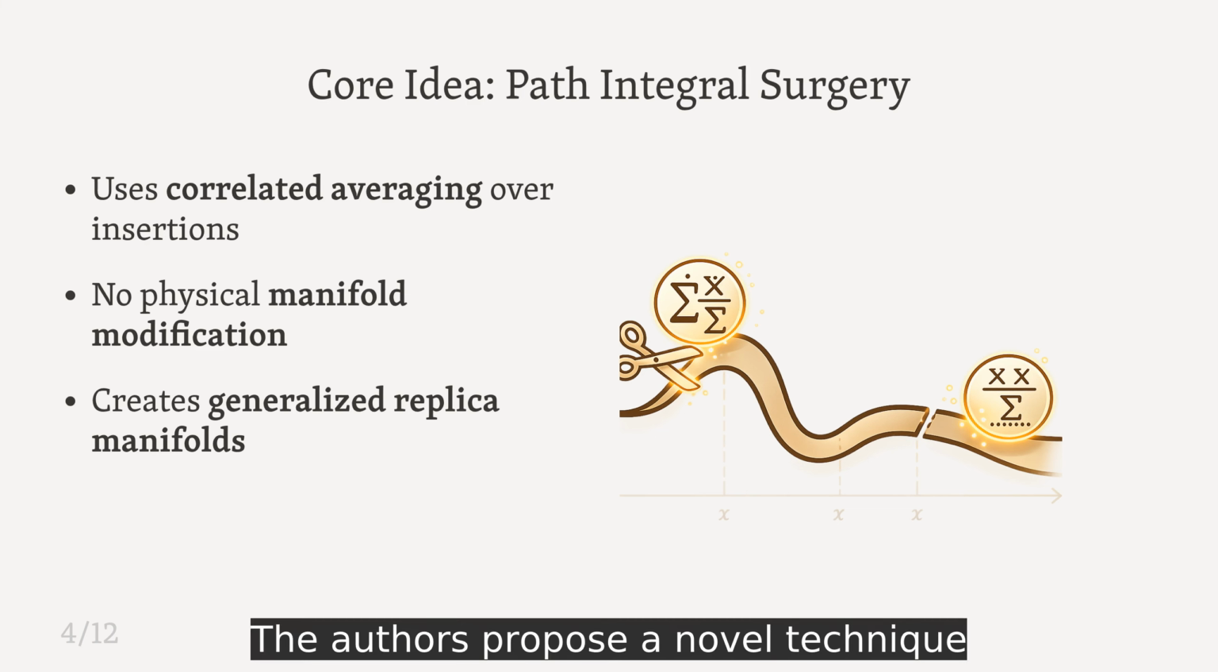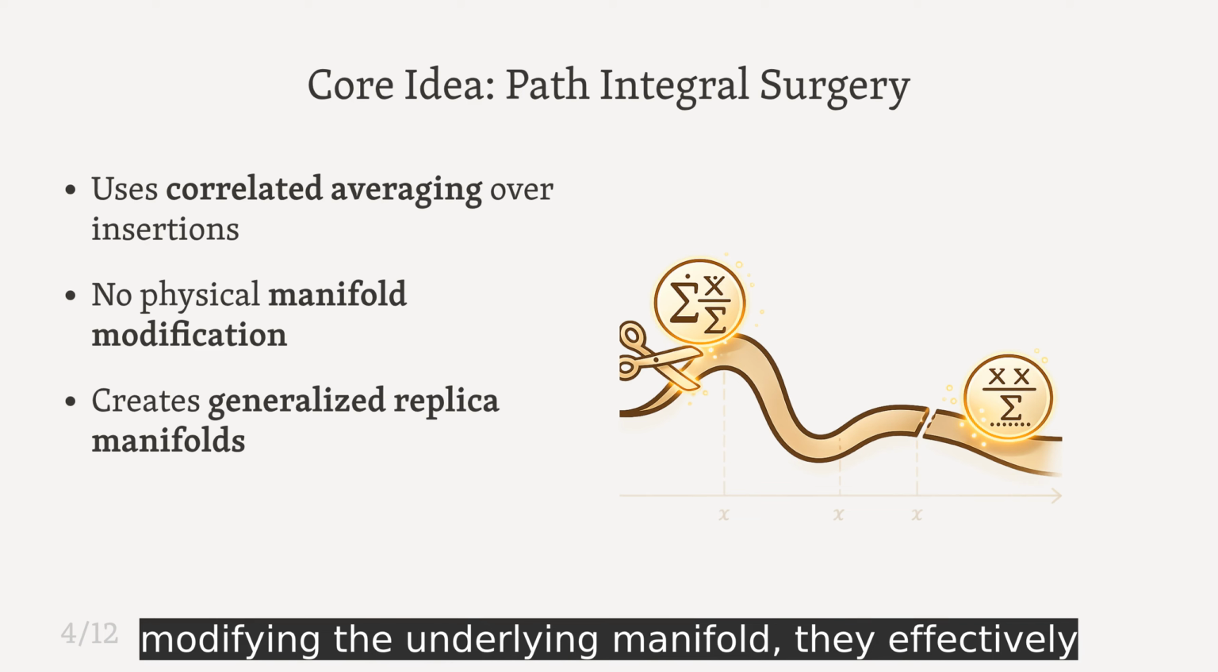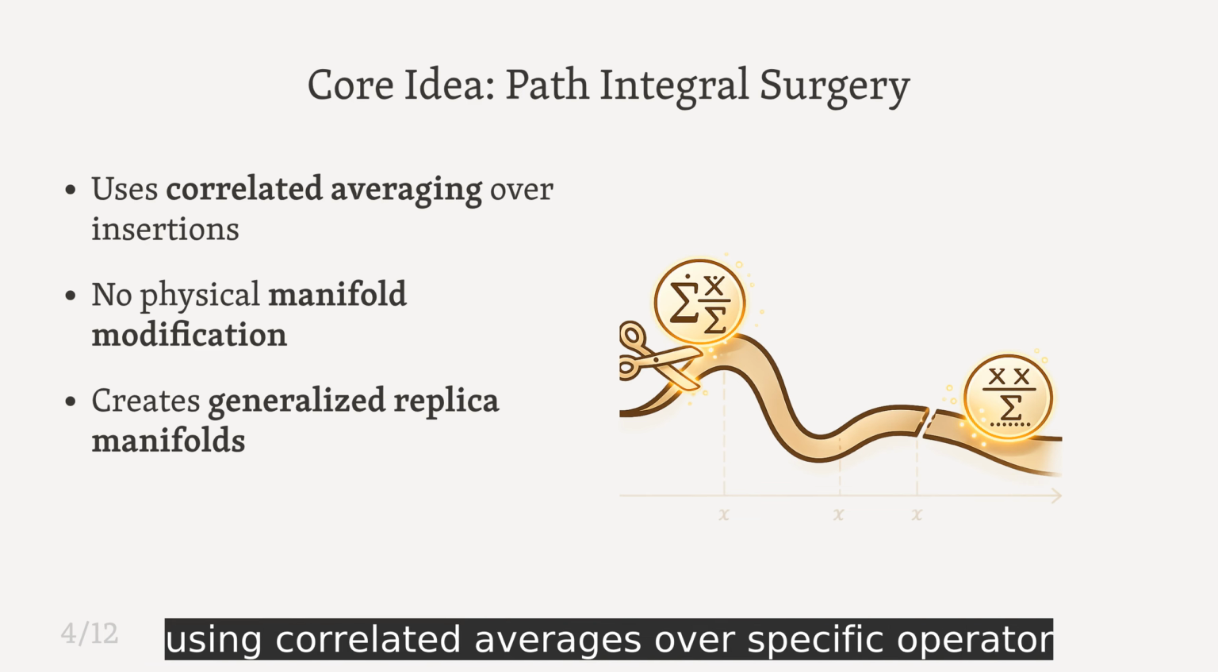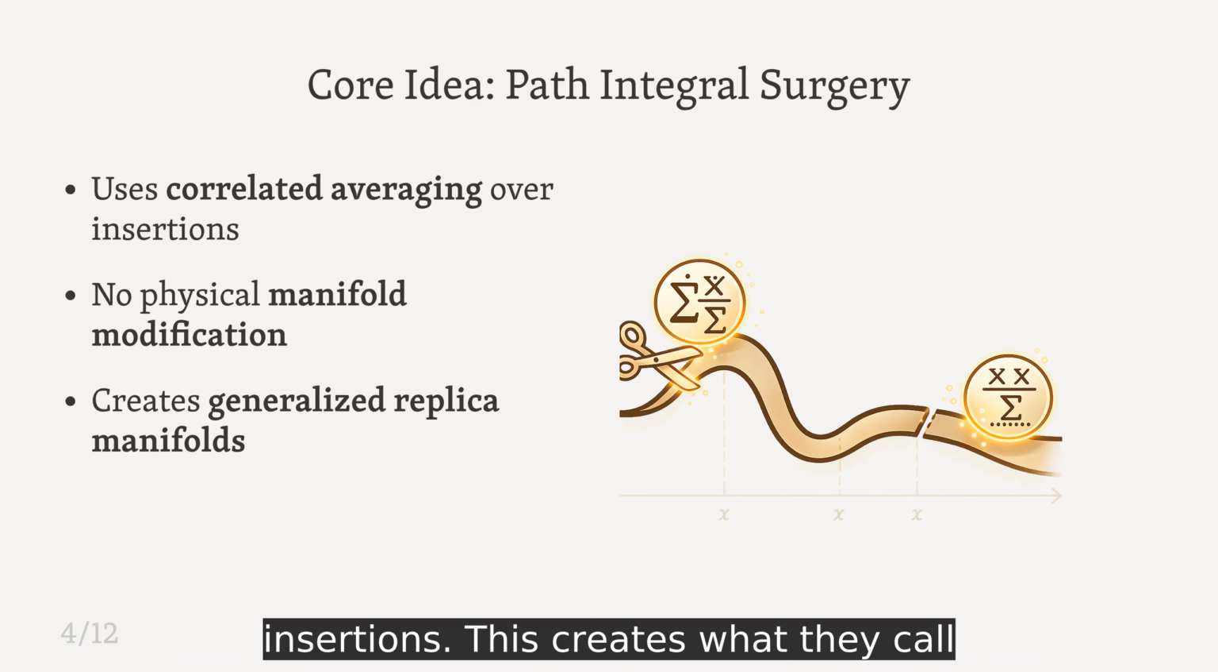The authors propose a novel technique called path integral surgery. Instead of modifying the underlying manifold, they effectively cut and glue the path integral using correlated averages over specific operator insertions. This creates what they call generalized replica manifolds.